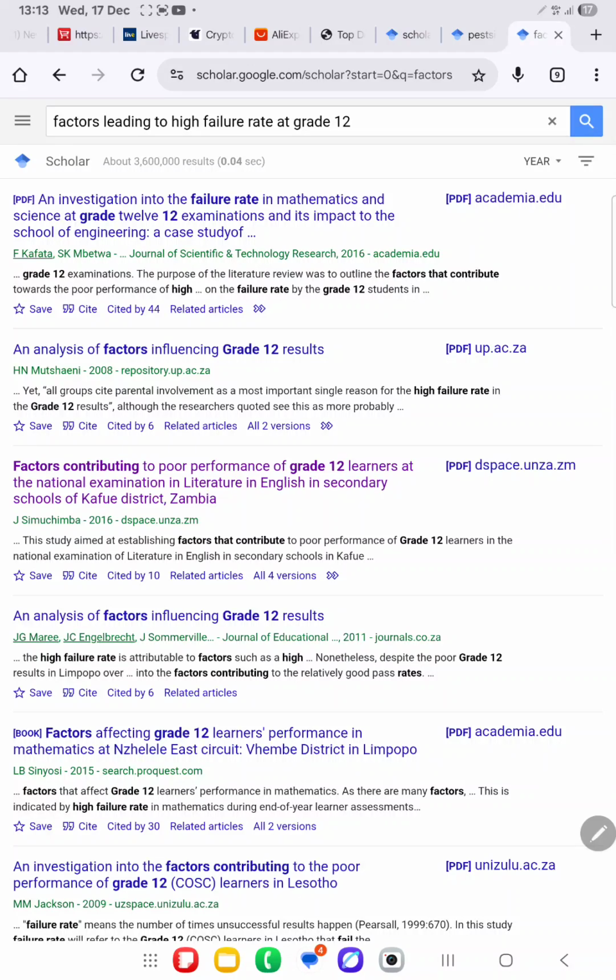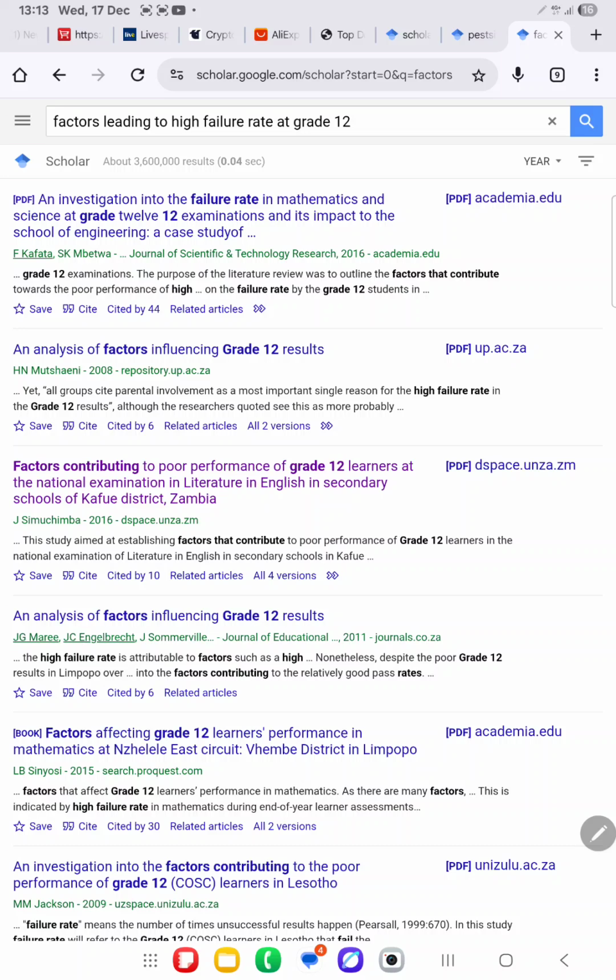So all these scholars have written on the same. So for instance, I've searched on factors leading to high failure rate at grade 12. So if maybe that is one of our objectives, which is investigating the factors leading to high failure rate at grade 12, what we're supposed to do is that you put it there. And then all these scholars that have come here are the same scholars who wrote on the same report that you're also writing, which is factors leading to high failure rate at grade 12 in mathematics.